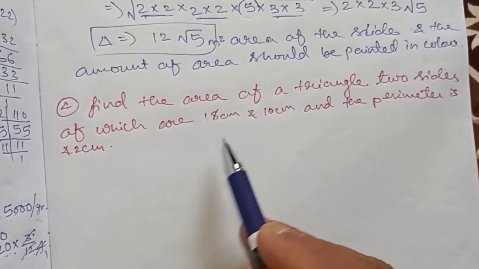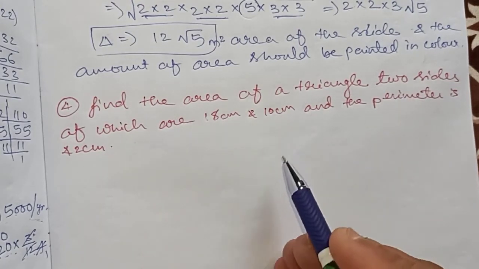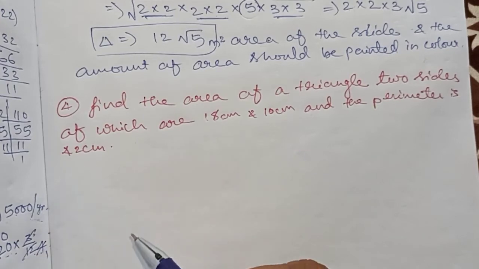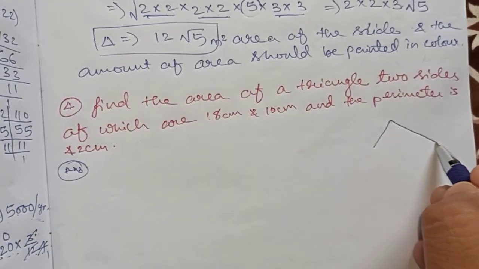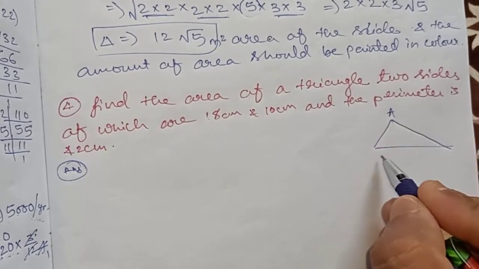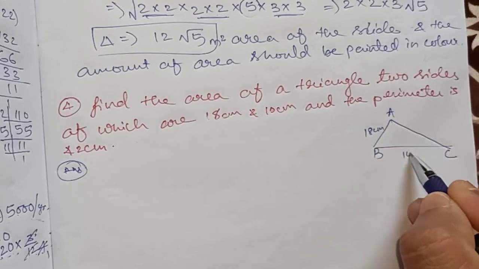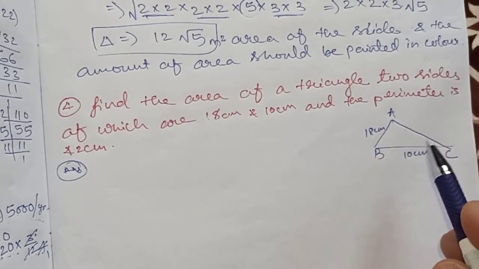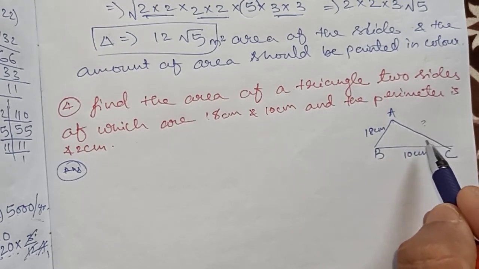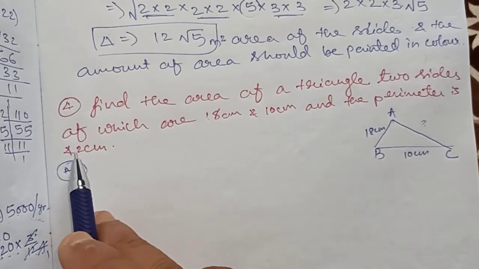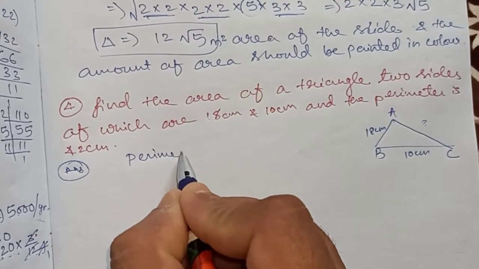Now question number 4. In question number 4 it is given, find the area of a triangle two sides of which are 18 centimeter and 10 centimeter, and the perimeter is 42 centimeter. Okay, so in this question a triangle is there whose two sides are 18 centimeter and 10 centimeter. Suppose this is a triangle whose two sides are 18 centimeter and 10 centimeter. The third side is not given, we have to find it, but the perimeter of the triangle is given, that is 42 centimeter.